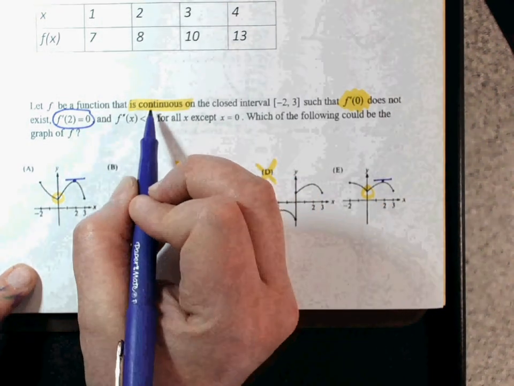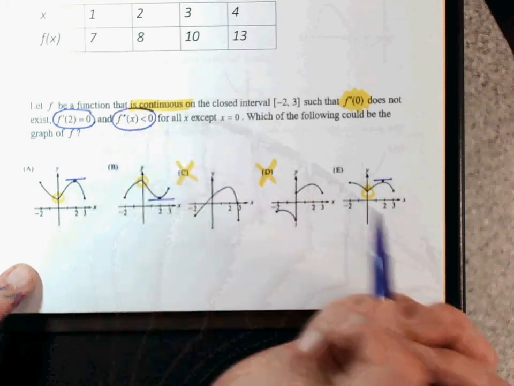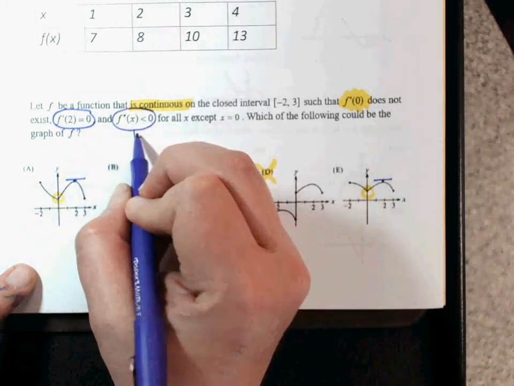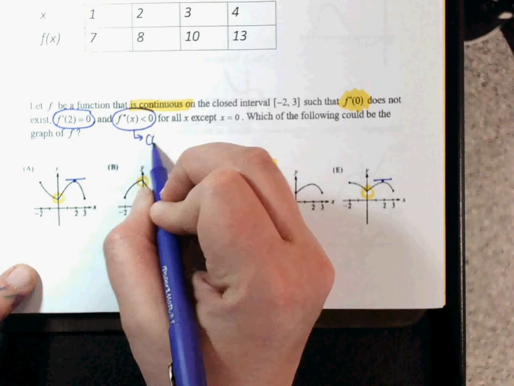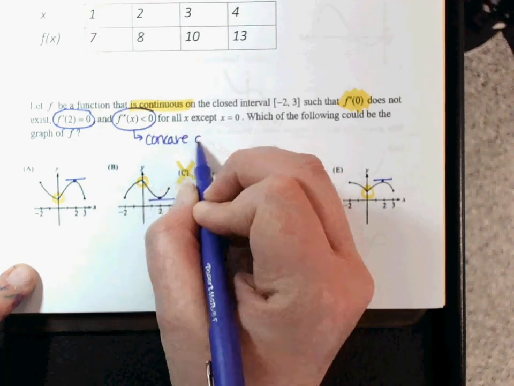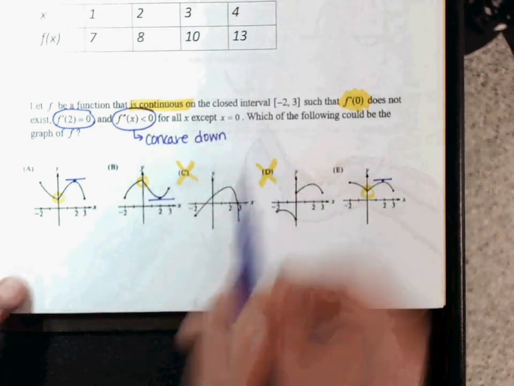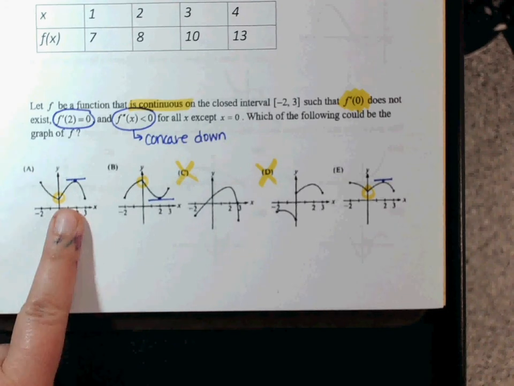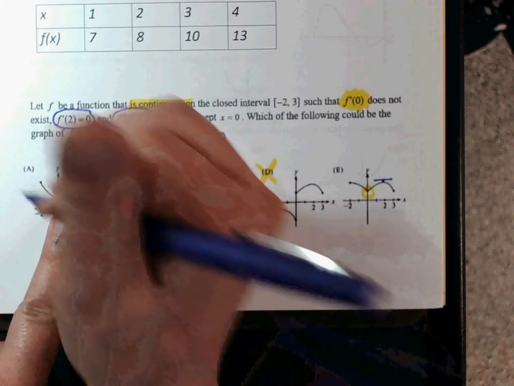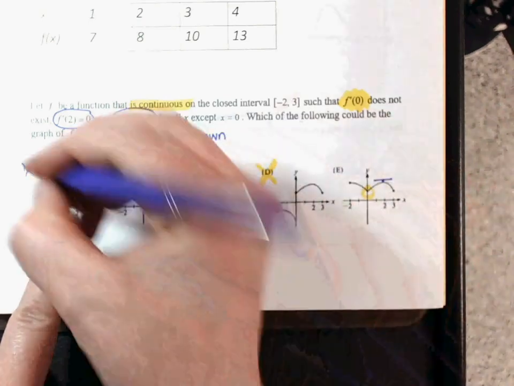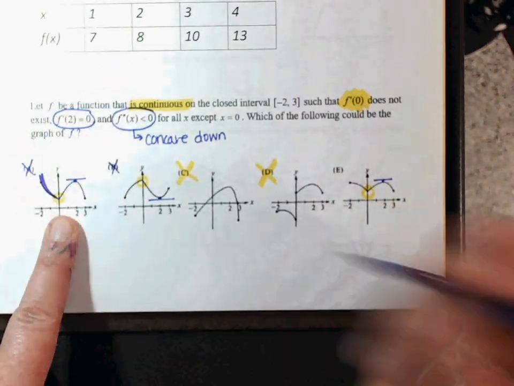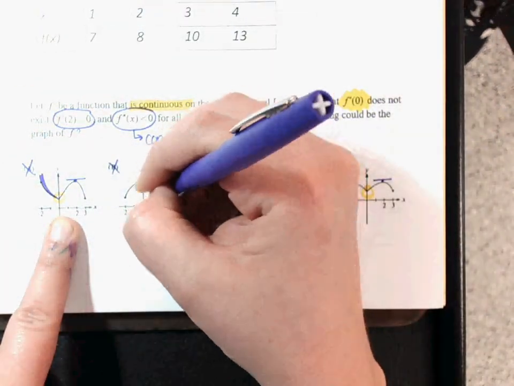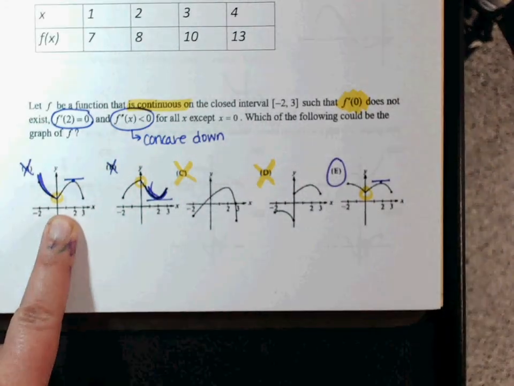Okay, and then it says f double prime has to be less than 0. What is that? Concave down. Now, notice it says except at 0. You can't have concavity at a corner, so that's why. Okay, so looking at my graphs, does this one have a concave up section? Okay, yeah, these are both out because this is concave up, and then this part is concave up. So it would have to be E. Good.